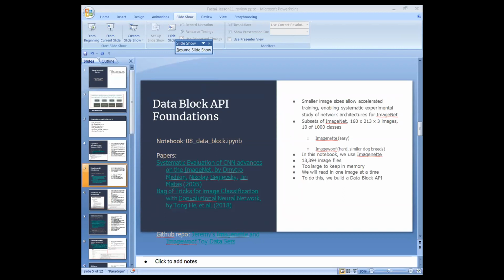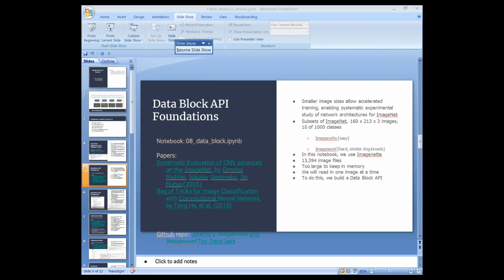So the first thing he says is that even 13,394 image files, even at the small sizes, are too large to keep in memory for most normal, even expensive systems. I think Jeremy has a pretty good rig, and he said that even in his rig he can't keep all those images in memory. So he and Sylvain built this data block API where you can read in one image at a time and train that way. So it's like stochastic gradient descent.